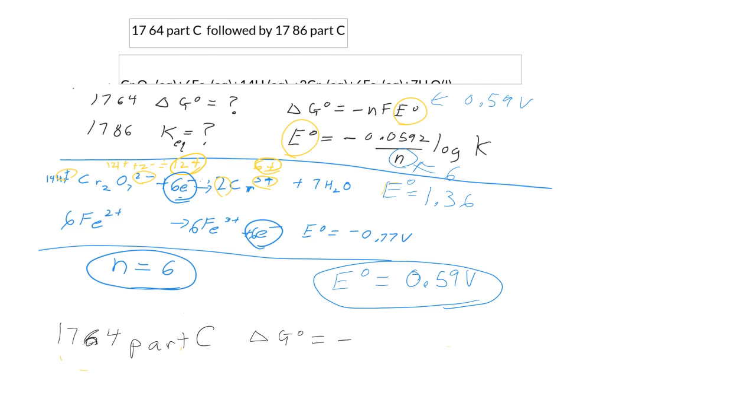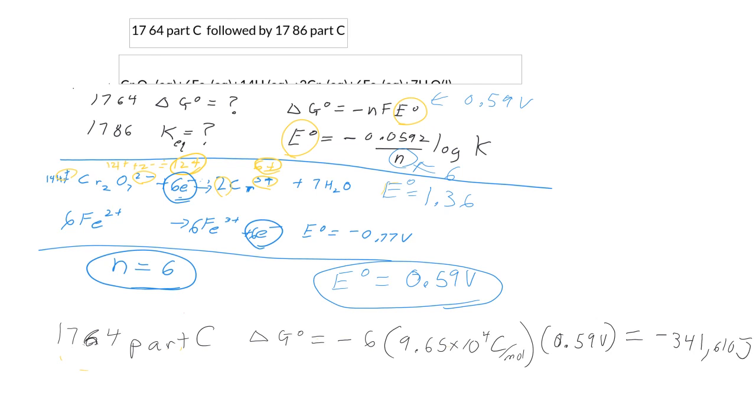Delta G equals negative number of electrons, so I've got 6, times Faraday's constant, which you'll remember is 9.65 times 10 to the 4th coulombs per mole, which is the charge on a mole of electrons, times your standard cell potential, 0.59 volts, and that gives you a value of a negative 3,401,610 joules. That's your calculator lie.